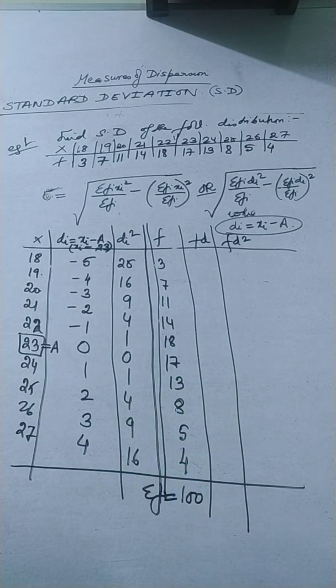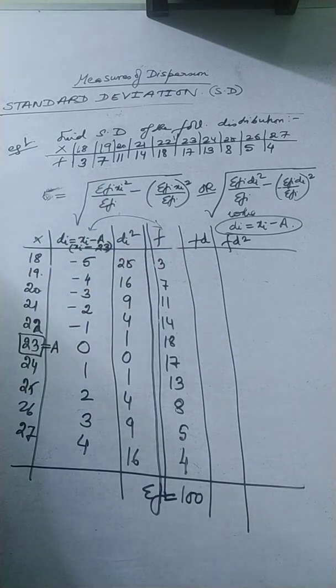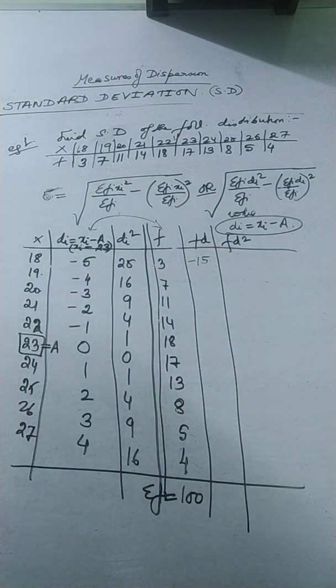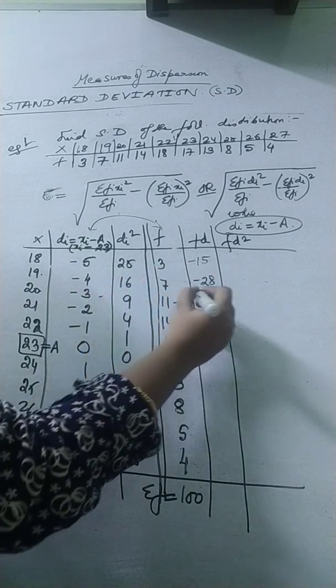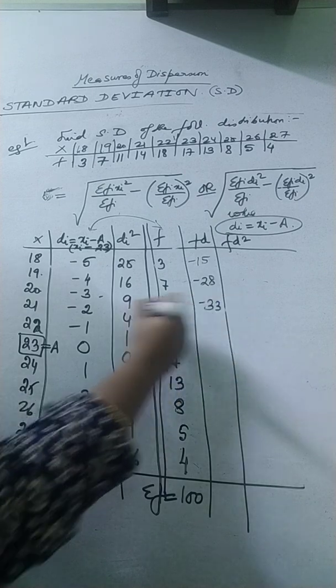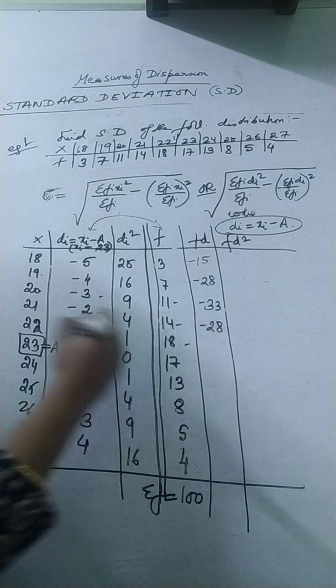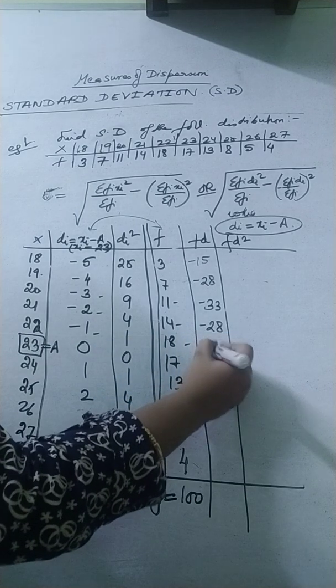Okay. F into D, be very careful. You are going to multiply this and this now. So minus 5 into 3 is your minus 15. Minus 4 and 7, that is your minus 28. Minus 3 and 11, minus 33. Minus 2 and 14 is your minus 28. Minus 1, it's better you mark, otherwise there are chances of taking the wrong value. Minus 1 into 18, that is minus 18.